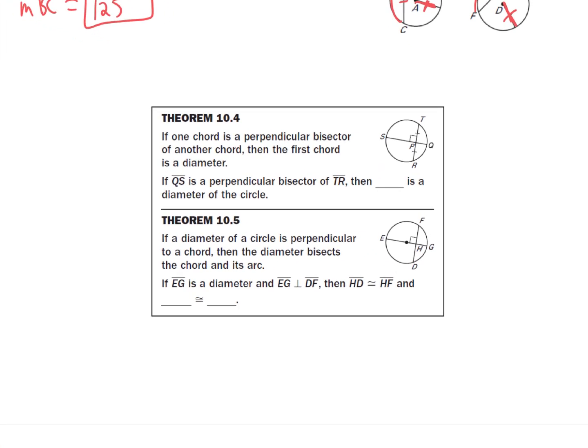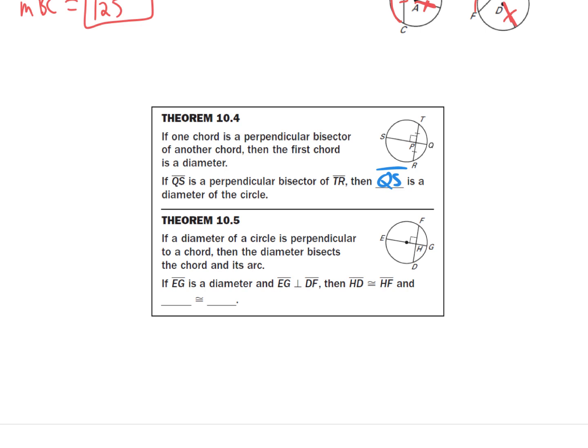Same kind of thing. If you have a chord that's a perpendicular bisector of another chord, then the first chord is going to be a diameter. So in this case, QS is going to be a diameter. Basically, if you have chords inside a circle that are perpendicular, one has to go through the center of the circle and is a diameter.